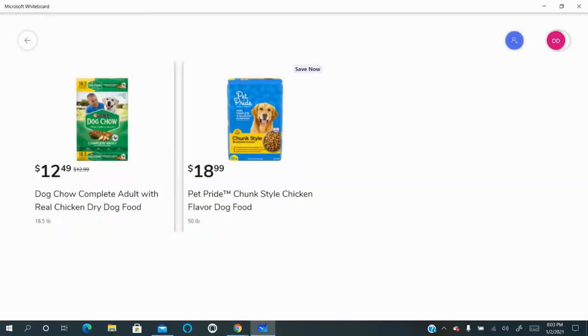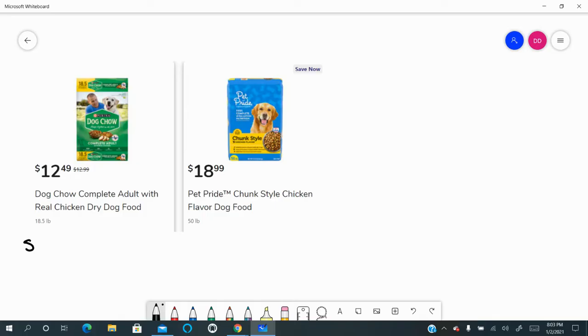Next, let's look at dog food. Calculate the unit price for each bag of dog food and see which is the better rate. The Dog Chow, always start with the dollars. $12.49 divided by 18.5 pounds. That gives you around 69 cents per pound for this dog food.